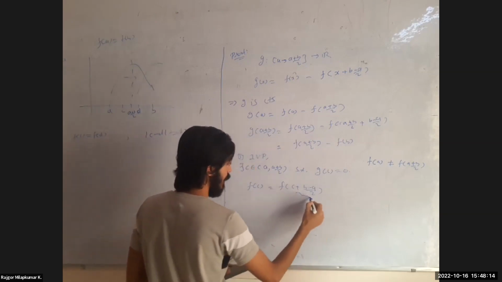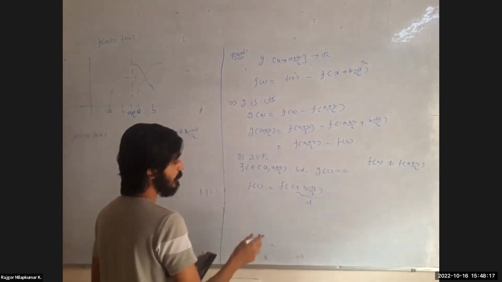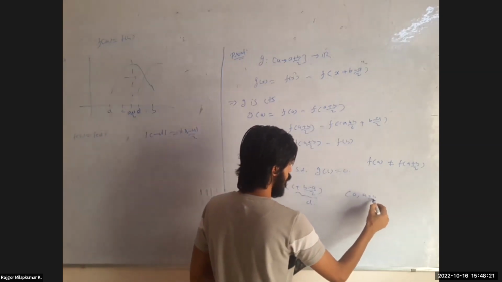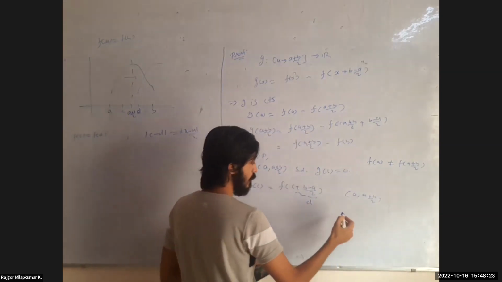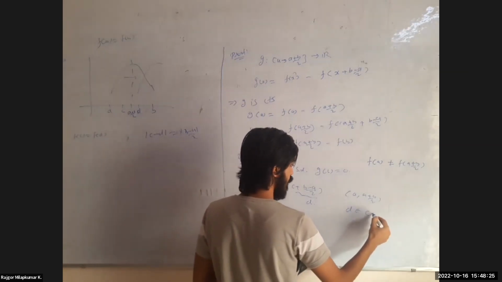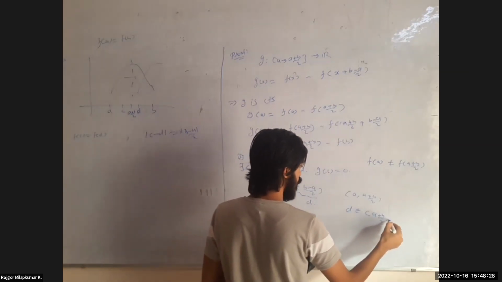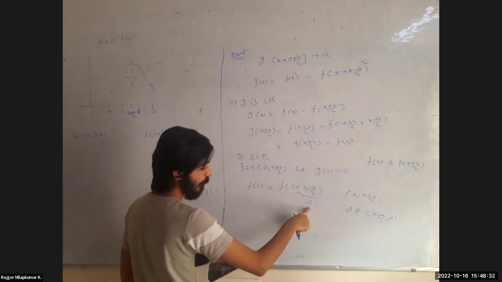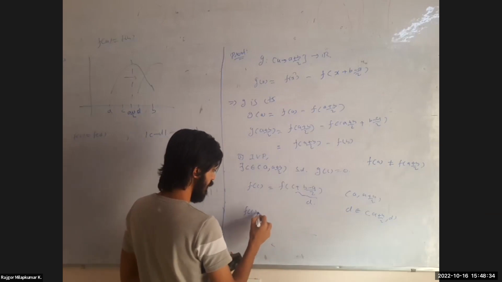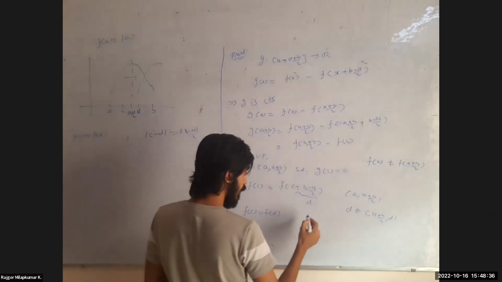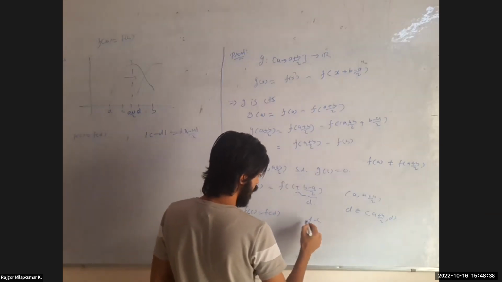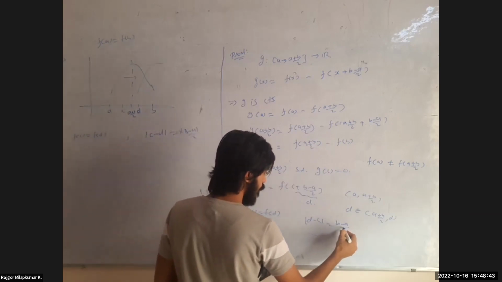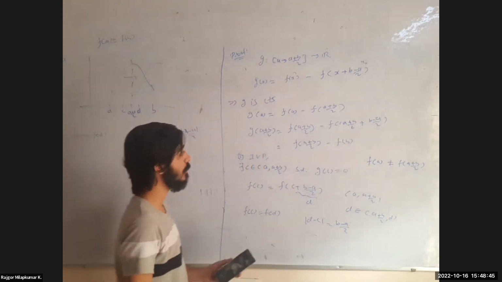Now I will call this element d. Since c is inside a to a plus b by 2, and I am just adding b minus a by 2, this also implies that d is inside a plus b by 2 to b. Hence I get f of c equal to f of d, such that d minus c is b minus a by 2. Fine, done.